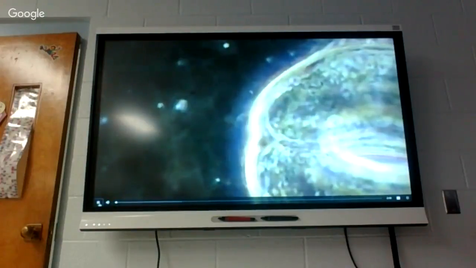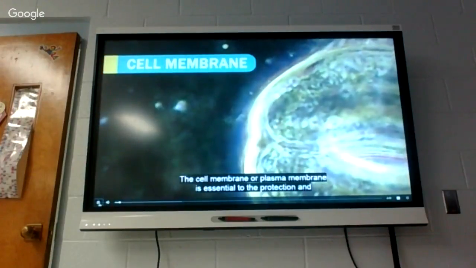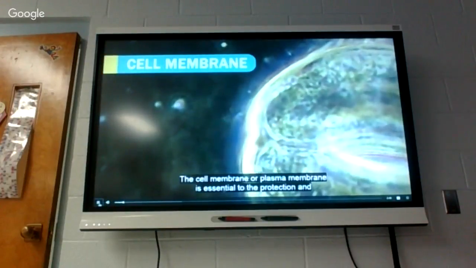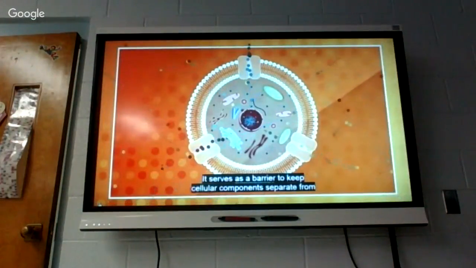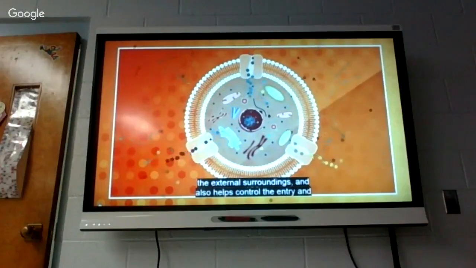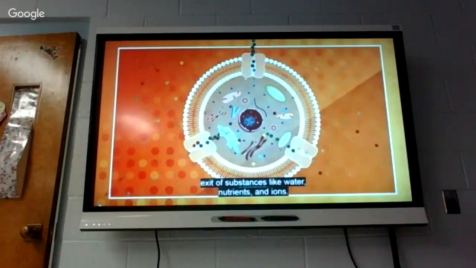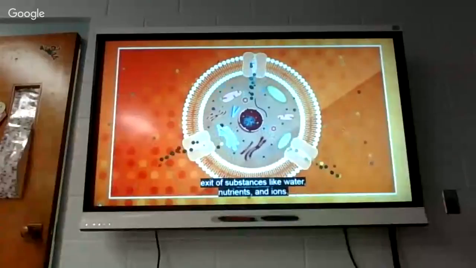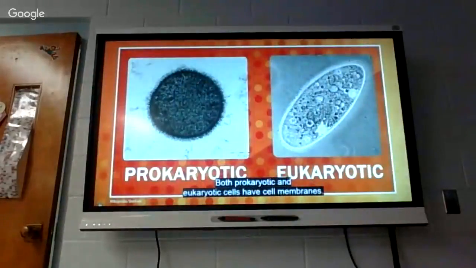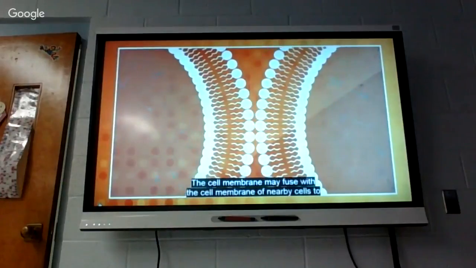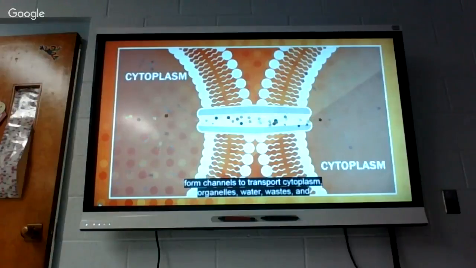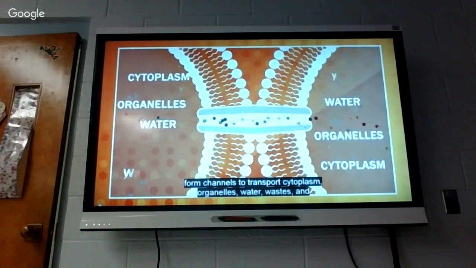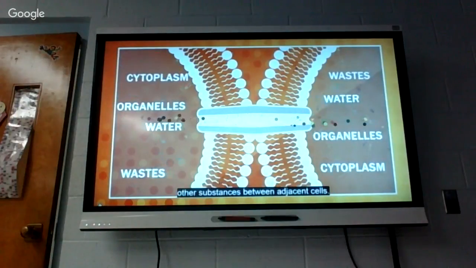All right. The cell membrane, or plasma membrane, is essential to the protection and organization of a cell. It serves as a barrier to keep cellular components separate from the external surroundings and also helps control the entry and exit of substances like water, nutrients, and ions. Both prokaryotic and eukaryotic cells have cell membranes. The cell membrane may fuse with the cell membrane of nearby cells to form channels to transport cytoplasm, organelles, water, wastes, and other substances between adjacent cells.